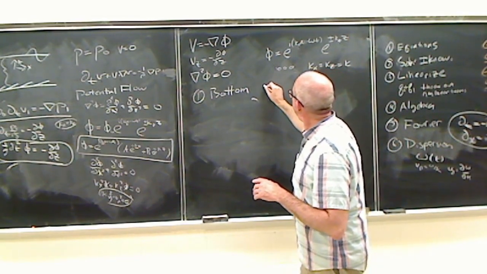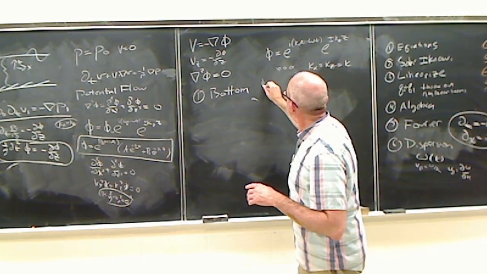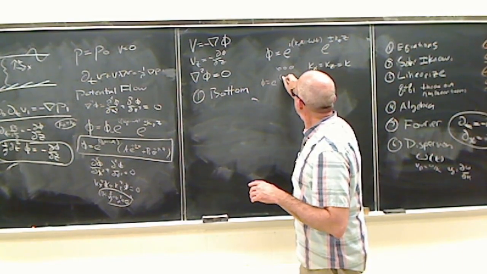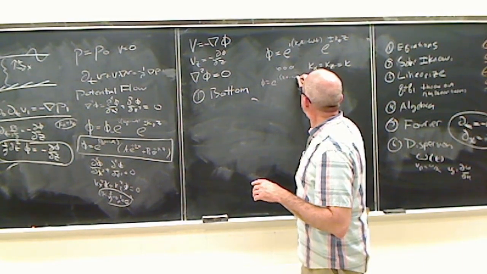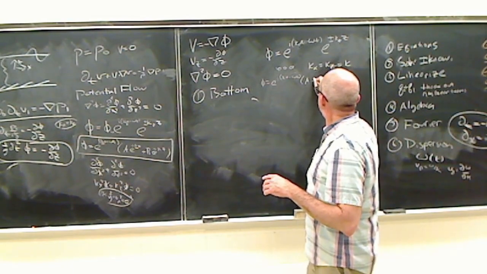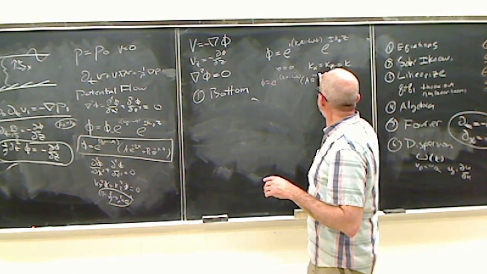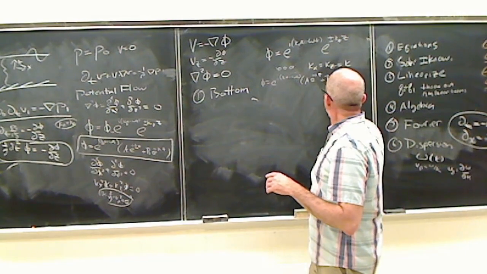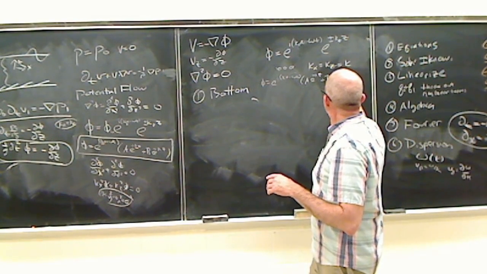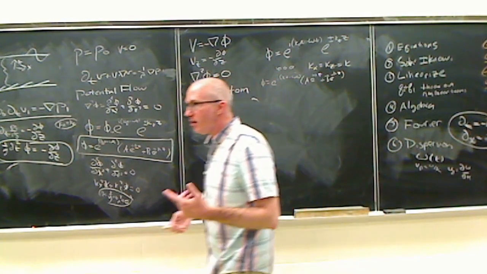So now we're going to say, let's expand this a little more. We have phi equals e to the i(kx minus omega t) times (a e to the plus kz plus b e to the minus kz). So now we're just going to apply our boundary conditions.